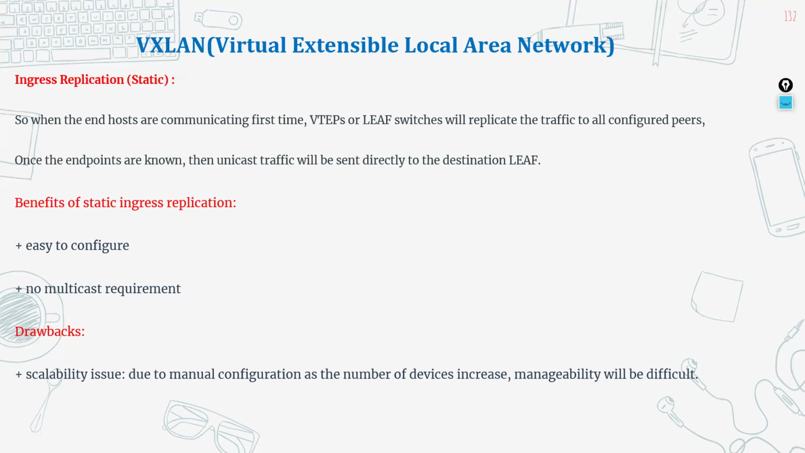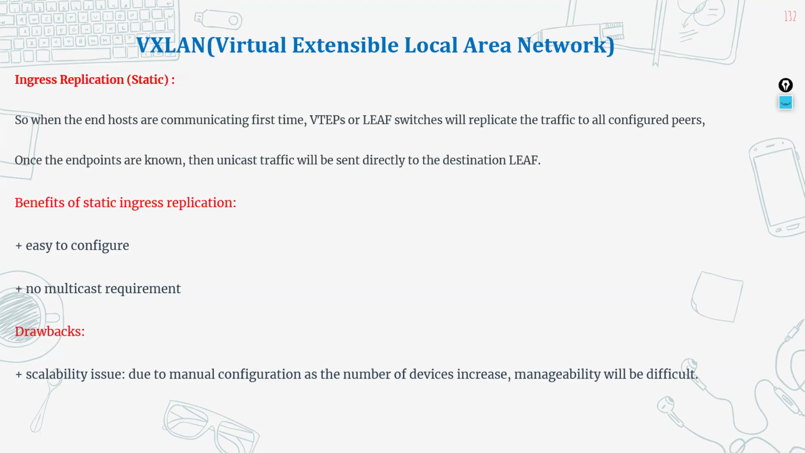In our previous section, we discussed static ingress replication, right? The problem with static ingress replication was that we were facing scalability issues because we had to do manual configuration, or we needed to define the remote VTEP IPs against the VNIs, right?